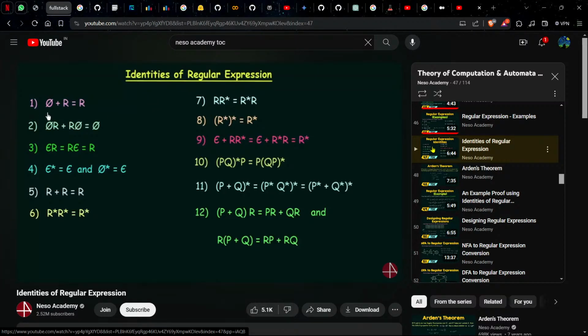So here, the first one says that phi plus r equals r. Now what does this mean? Here, phi is used to denote an empty set. So if you do the union of phi and r, where r is any regular expression, then you get back the regular expression r. Plus is used to denote union. So the union of phi and any regular expression is the regular expression itself. Alright, that's simple and straightforward.